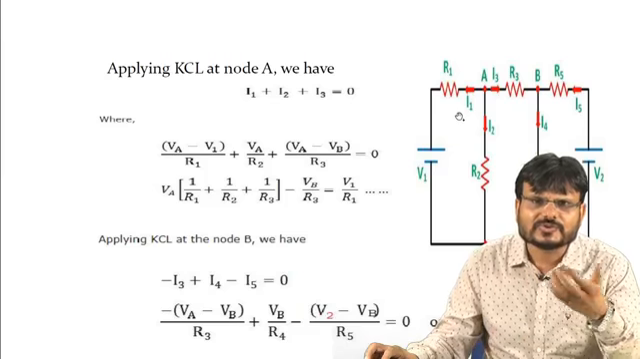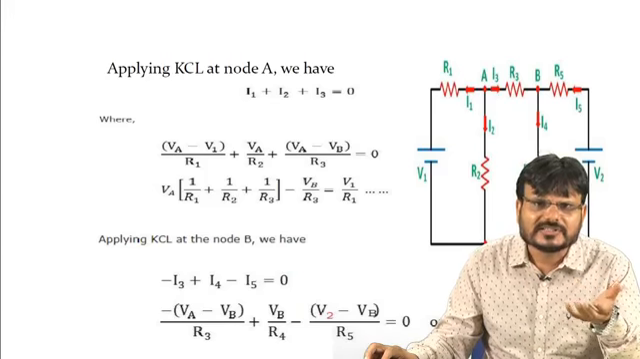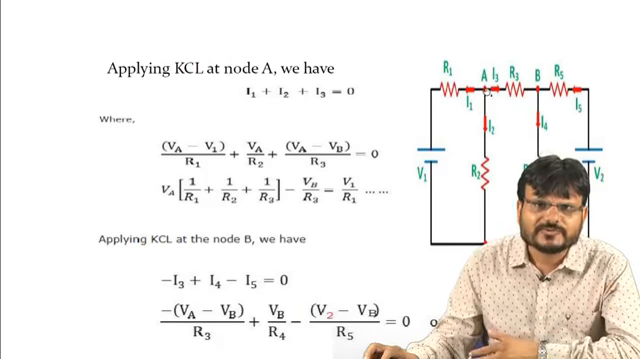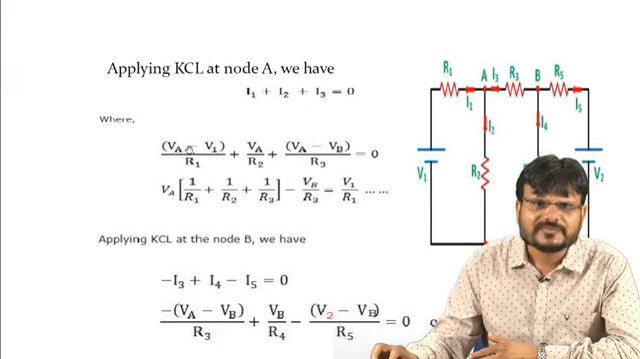Current always flows through the branch due to the potential difference. Because current is flowing from A to B, I is equal to what? VA minus V1 divided by the resistance of this branch. The resistance of this branch is R1. So I1 can be written as VA minus V1 upon R1.